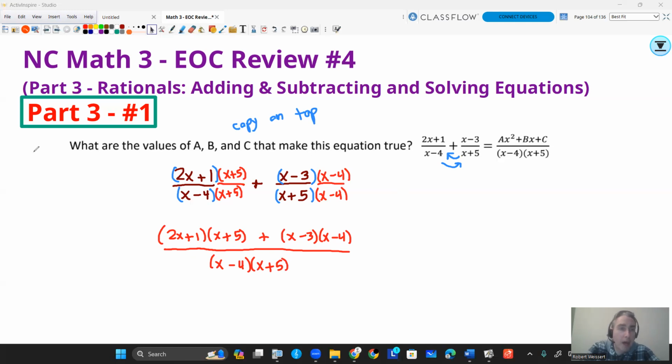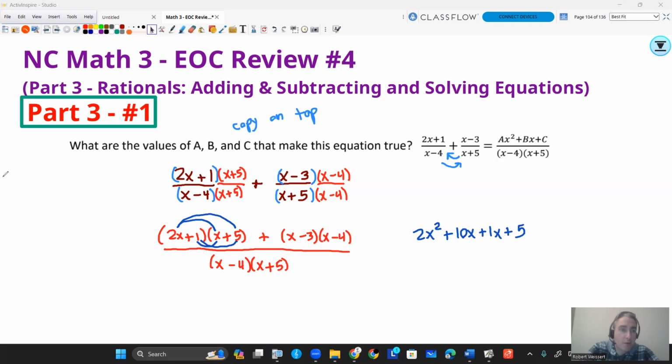We're going to do that by, I'll just use the FOIL method. I'm not going to bother with a box, but this is distributing. So this is going to be 2x times x, that's 2x squared. We got 2x times 5, so that's plus 10x. Then I'm going to go here and distribute the 1, so plus 1x. And 1 times 5 is plus 5.